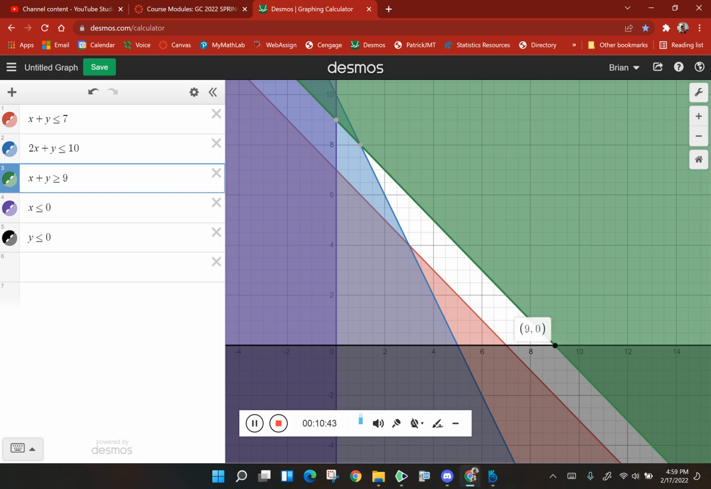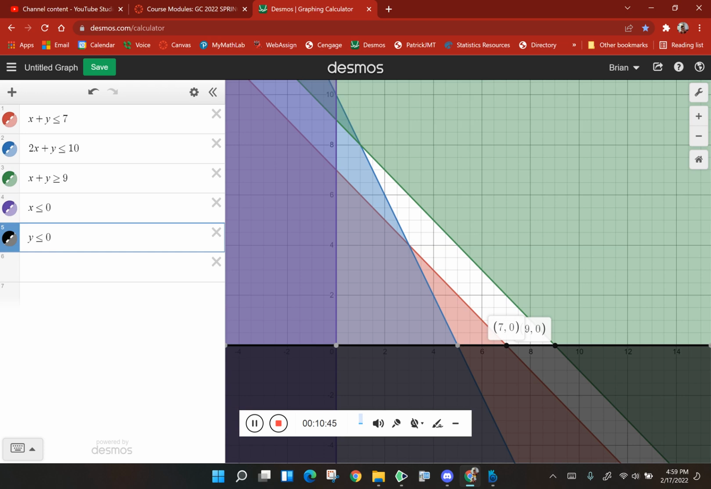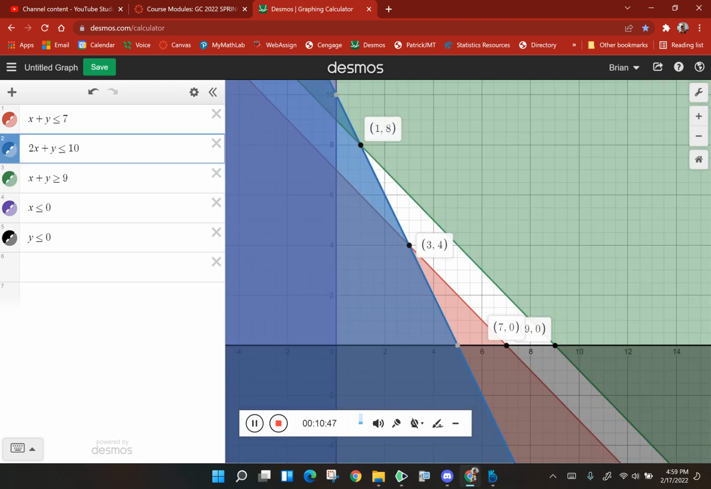And I can literally just touch on it and find all those corners really quickly. So I got a corner up top, a 1, 8, a 3, 4, a 7, 0, and a 9, 0. And there's my feasible region.